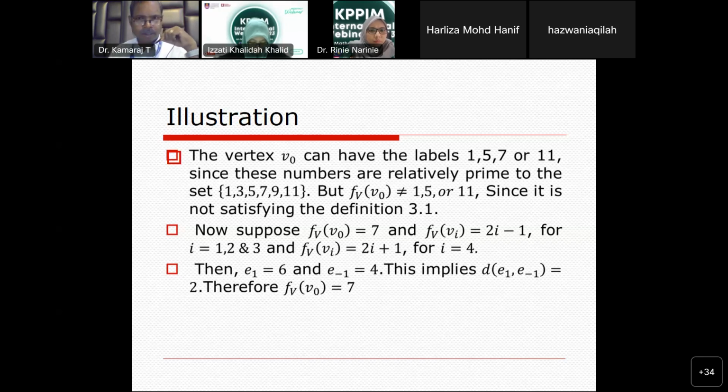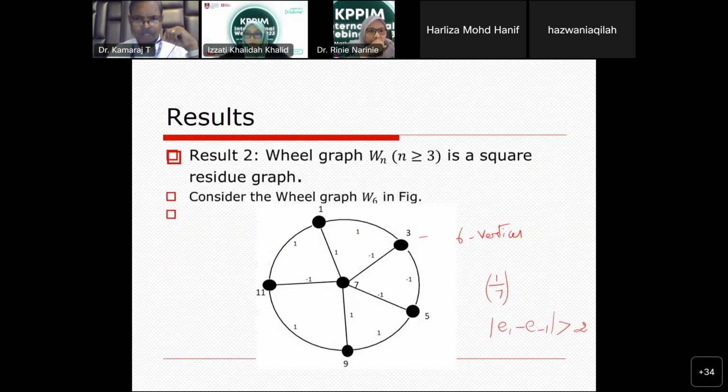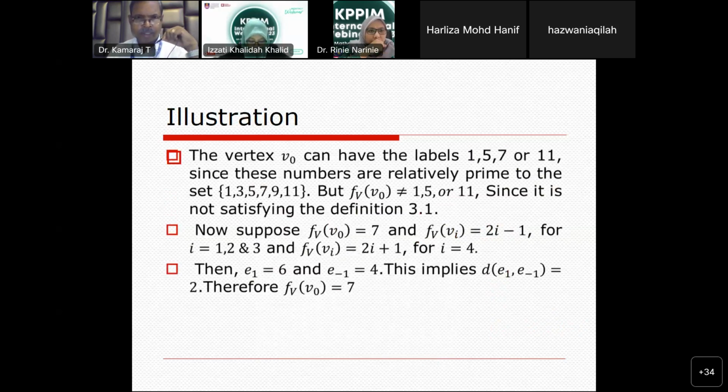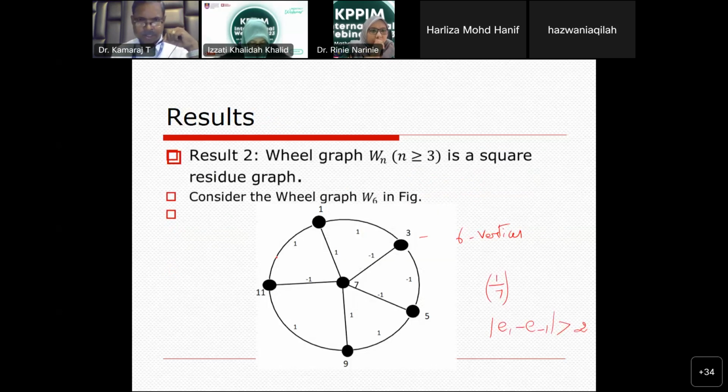So now this is the illustration I showed in the wheel graph, which I have given in the next slide also. I have mentioned that not only 1, I can't assign 5 or 11 also for the central vertex. So 7 is the only possibility here.